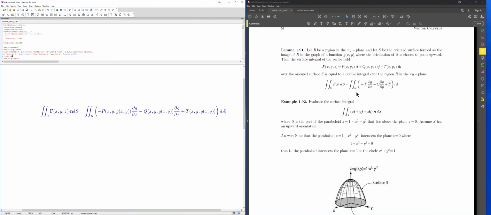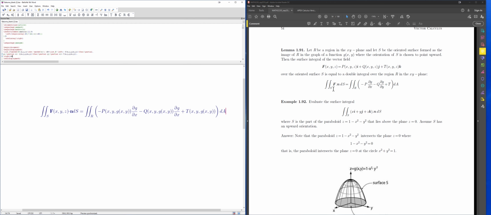Right, so this formula here with the minus p dg/dx and the minus q dg/dy plus t, for inside this double integral, would require a little more detail than what I have here in the notes. Okay, so remember what you're doing is you integrate your vector field over your parametric surface S here. The variables in the vector field would be x, y, and z, and part of this formula is your vector field, which you write as p(x, y, z), q(x, y, z), and t(x, y, z).